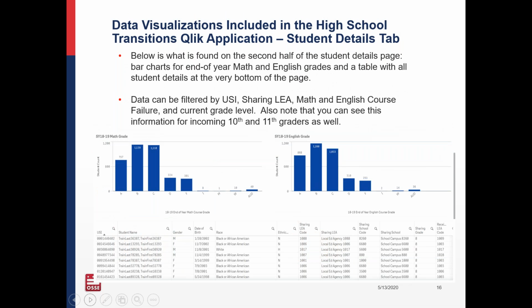This Student Details sheet also shows bar charts for the end-of-year math and English grades, and a table with all student details at the very bottom of the page. Data on this page can be filtered by Student USI, Sharing LEA, Math and English course failure, and current grade level. Also note that you can see this information for incoming 10th and 11th graders as well.